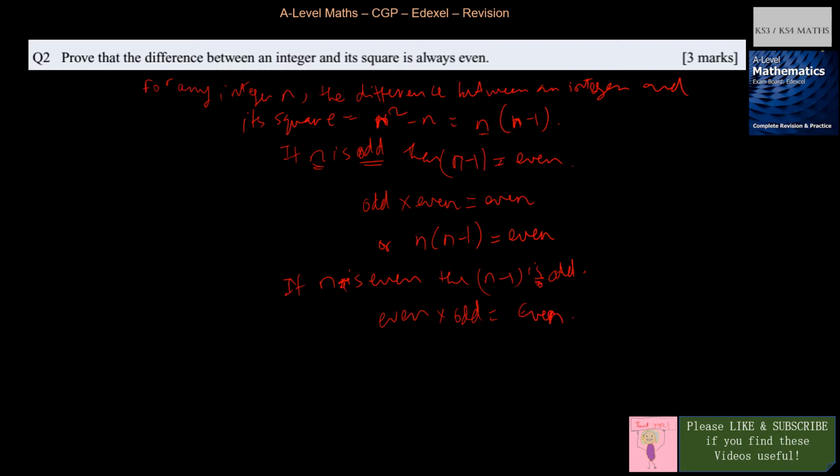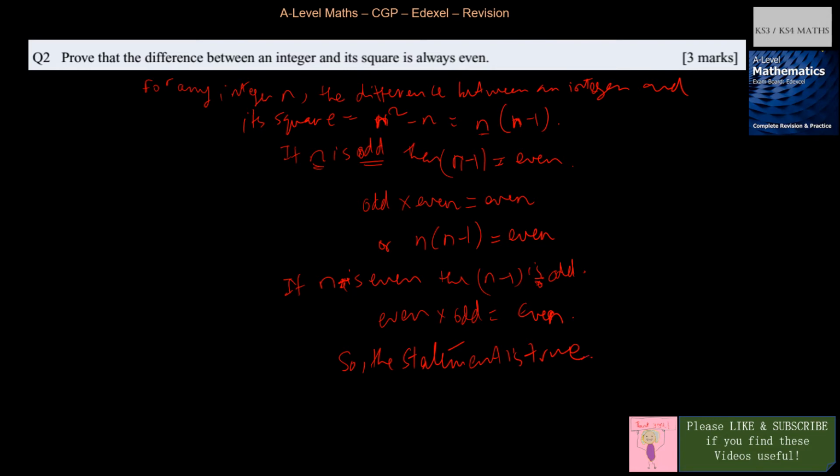So odd multiplied by even is even, even multiplied by odd is even. So n times n minus 1 is always going to be an odd and an even being multiplied together, and it is going to be even. So the statement is true, that the difference.